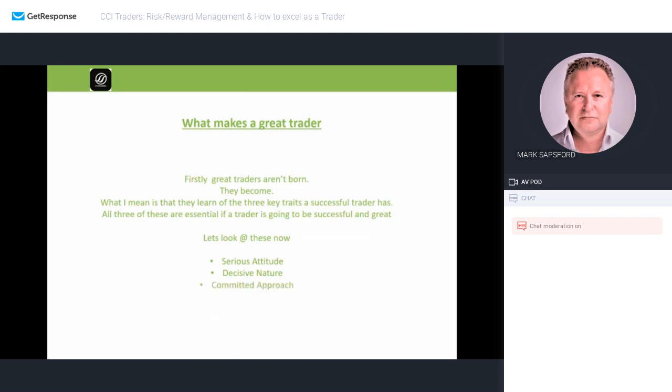And a committed approach. They must have a committed approach. These are the three key traits a successful trader has. Somebody who's going to be a great trader has a serious attitude, a decisive nature, and a committed approach in bundles. Let's take a look at each of these now.